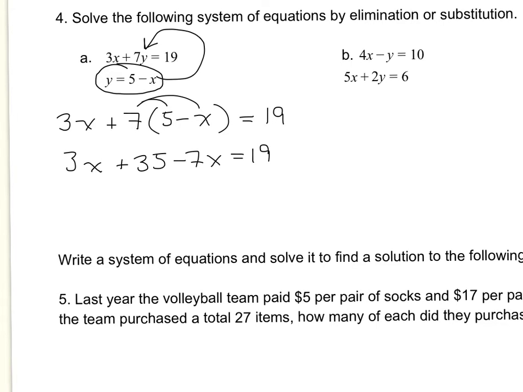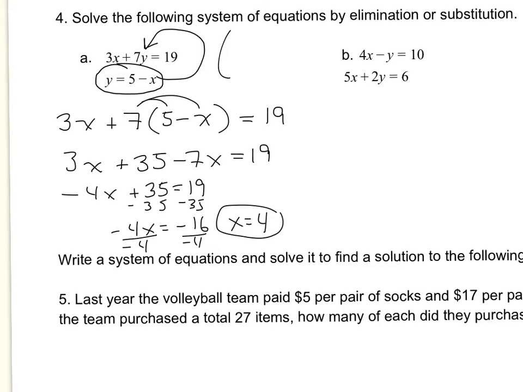I can combine like terms. I get negative 4x plus 35 equals 19. I'll subtract 35. So that gives me negative 4x equals negative 16. I'll divide by negative 4, so x is 4. So the first part of my answer for this is 4, comma something. But now I have to figure out what the other part is. The other part, I could just plug in the x, and you can plug it in anywhere.